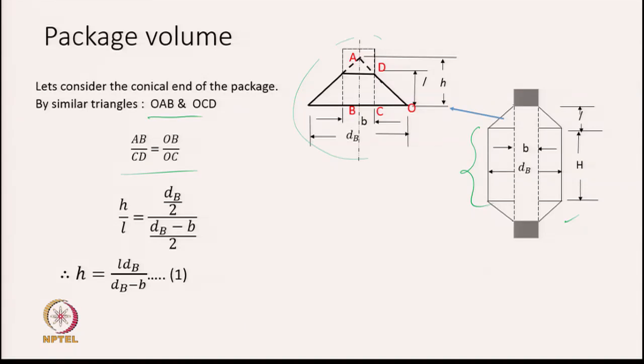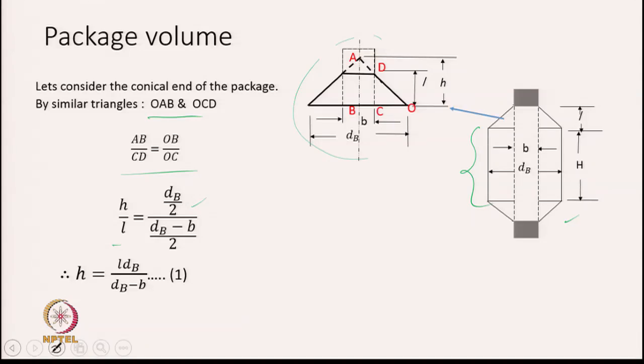This is simple geometry, and we write the values of AB and CD, and we can write therefore, H by L is going to be dB by 2 divided by dB minus B by 2. If you study the figure carefully, you will find that this is obvious, and from there we can find out the value of H. So, first of all we find out the value of H.